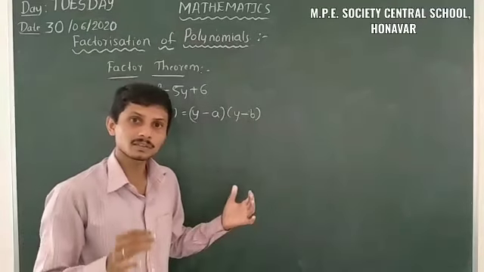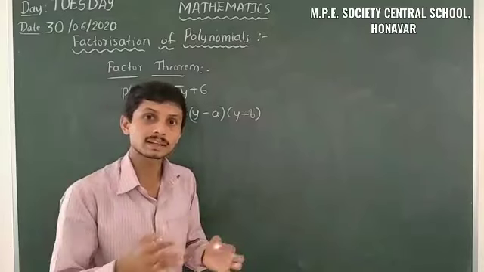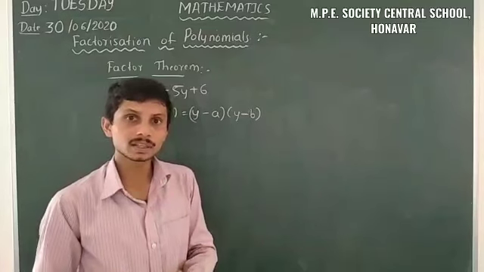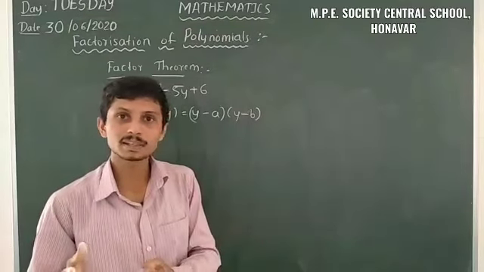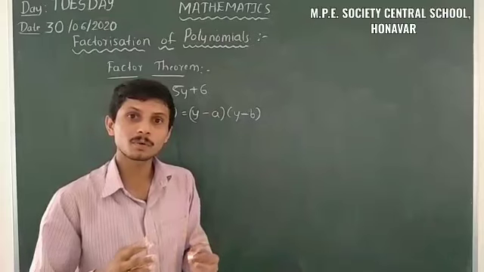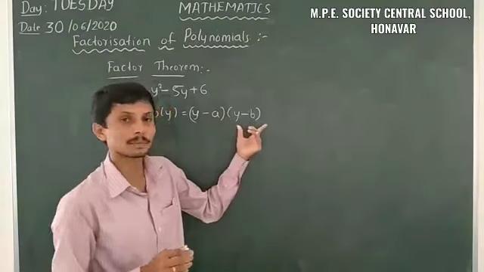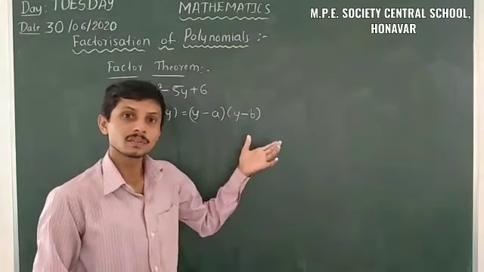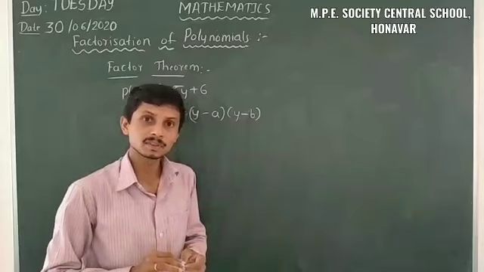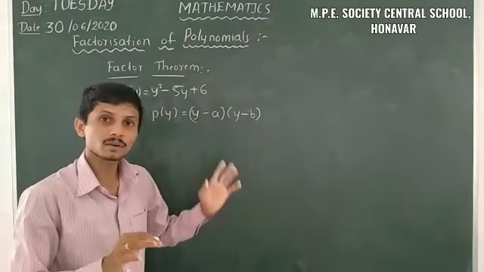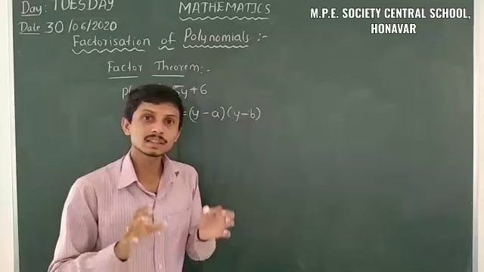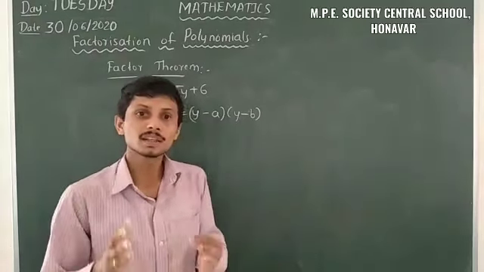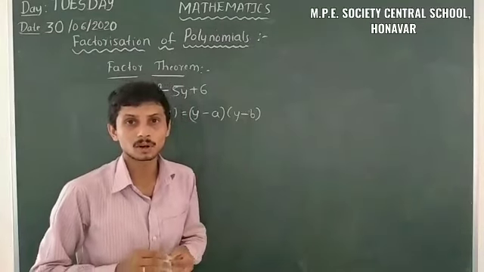So last class we already did this by taking splitting of the middle term. After taking the splitting of the middle term, the equation turns into the form of (y - a)(y - b). So we already got that. So here also we have to take the factor theorem. From the factor theorem we have to calculate what are the solutions of the equation, what are the zeros of the equation, or what are the solutions of this polynomial.